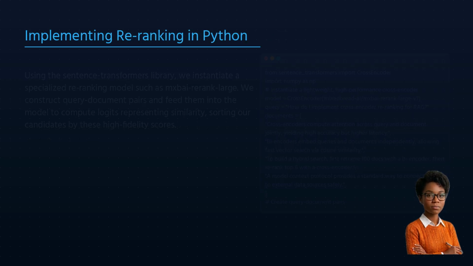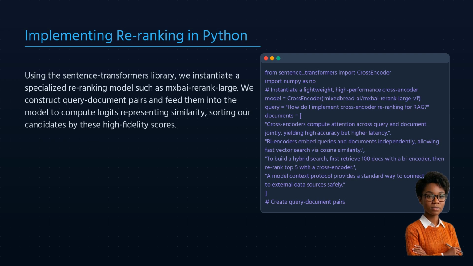Now, let's write some production-grade code. Here, we import the cross-encoder class and load a highly efficient pre-trained model. We define a sample query and a list of retrieved documents, including some highly distracting but irrelevant options. By forming query document pairs, we can run a single batch prediction call that outputs exact matching scores.